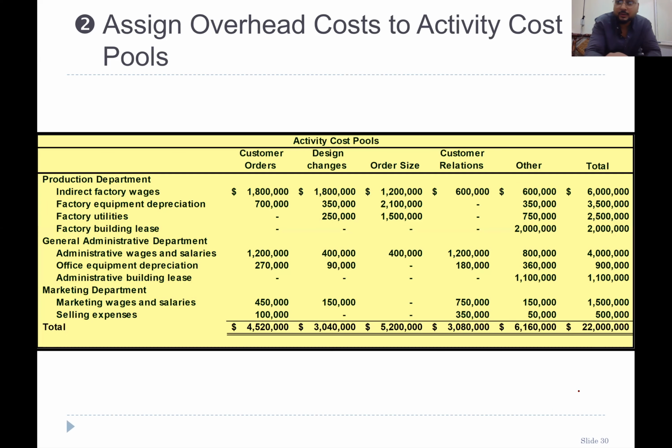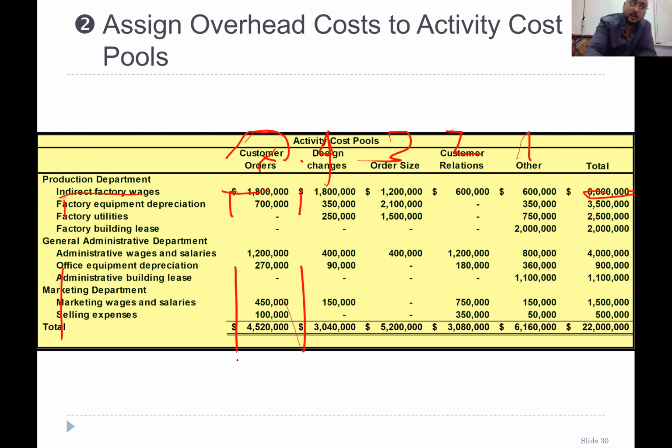Cost pool of customer order is equal to, you add on vertical basis. So total indirect factory wages is 6 million, and it is divided into 5 categories, 1, 2, 3, 4, and 5. So how much is the customer orders on each activity here, on each cost here? So cost pools are created like this.